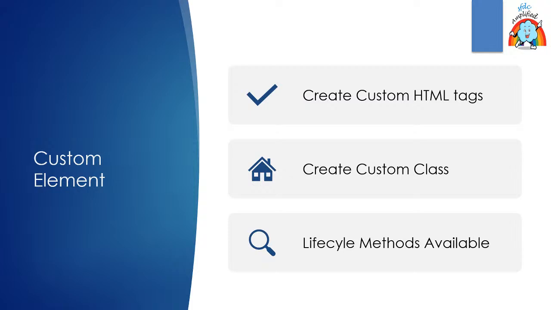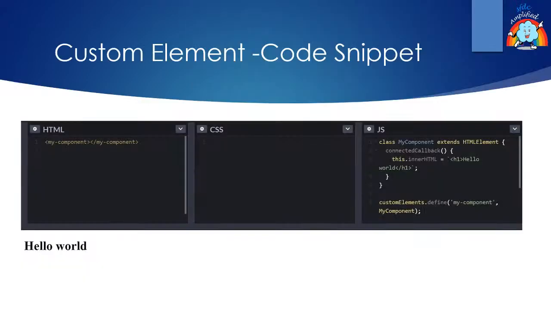We create a custom class, which I will show you, and then we use some of the lifecycle methods like connectedCallback, which we will go through. So here is the code snippet for it. As I said earlier, you don't have to go into very much detail about it, but a fair understanding is important. In the HTML, I'm using CodePen here. Here you can see my component. My component is not any tag which you have used. You have never seen that. If you try my component HTML, nothing will happen. But still I am able to use it and still I am able to see hello world.